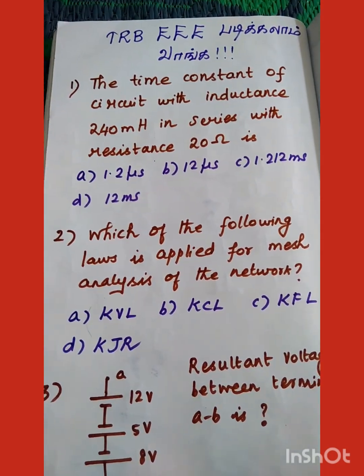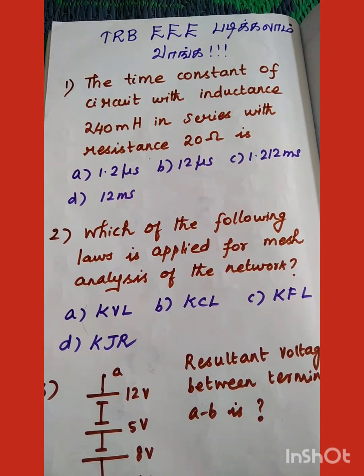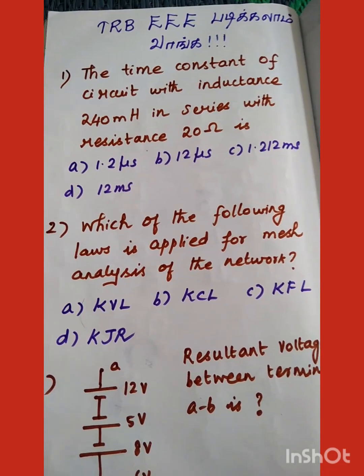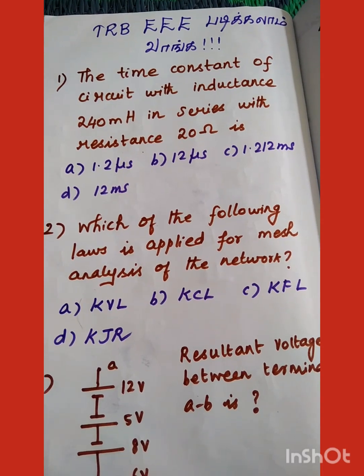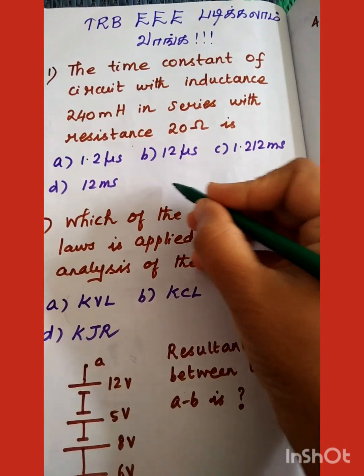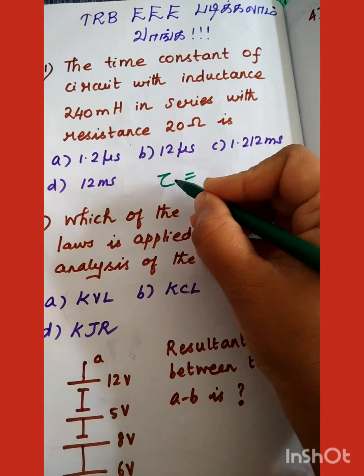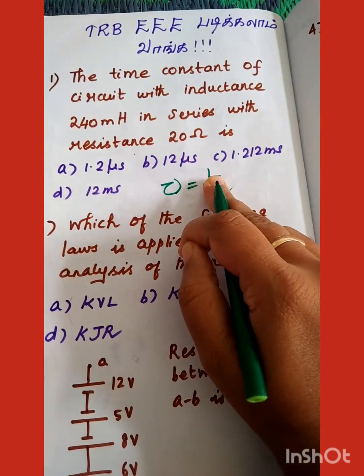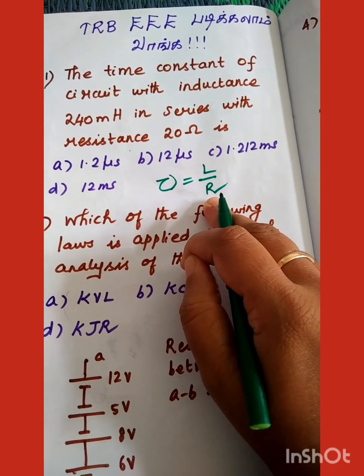So we know that the time taken by a circuit to reach 63% of the steady state value, that we call the time constant. It is always represented as tau. Tau is equal to L by R, where L is the inductance and R is the resistance.